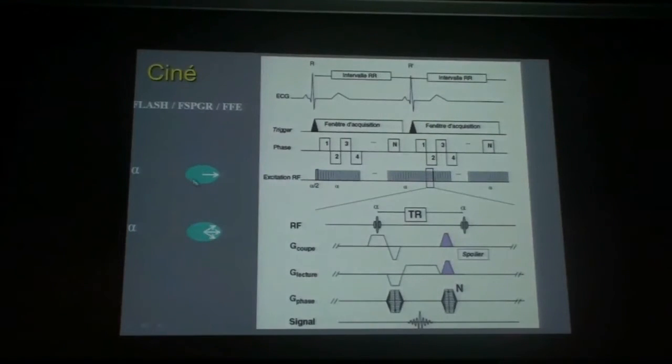Then you move to the cine, and for the cine, you do have different sequences that you can use. You can either use a FLASH or FSPGR or FFE sequence, which are based on the use of a spoiler to remove the transversal magnetization that is still there when you use a short alpha radio frequency stimulation. And these spoilers are very useful to get an image that is especially based on the longitudinal magnetization.